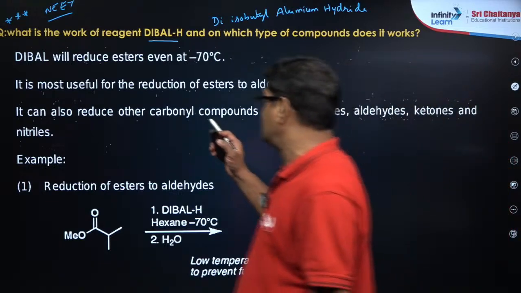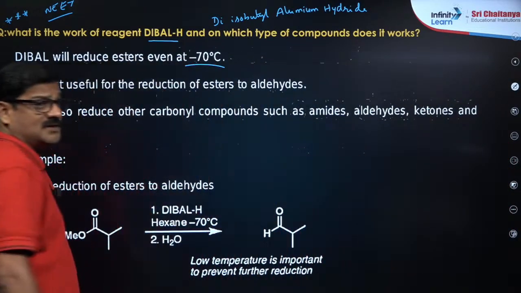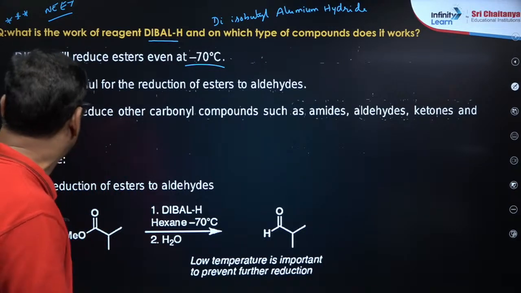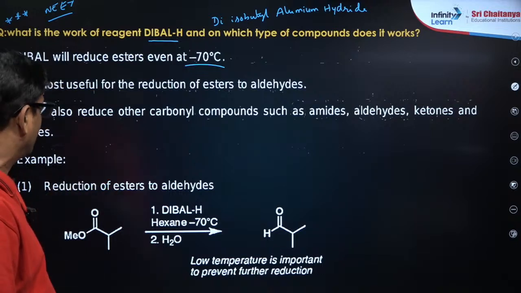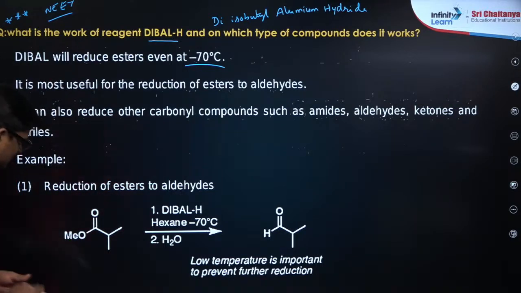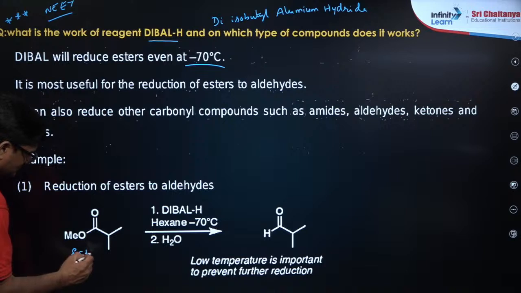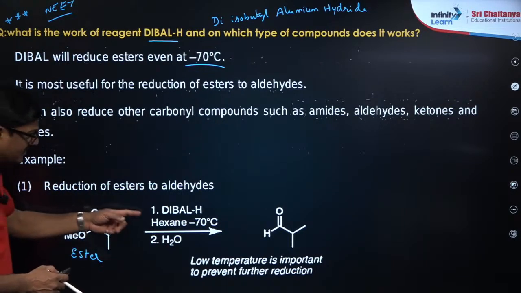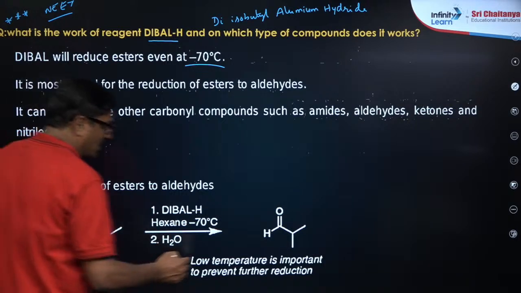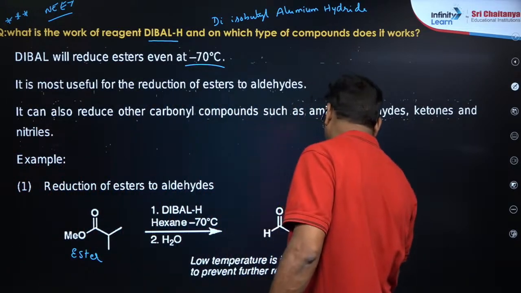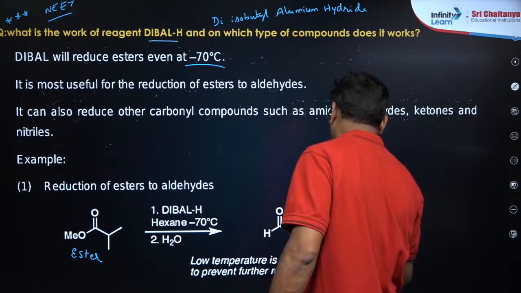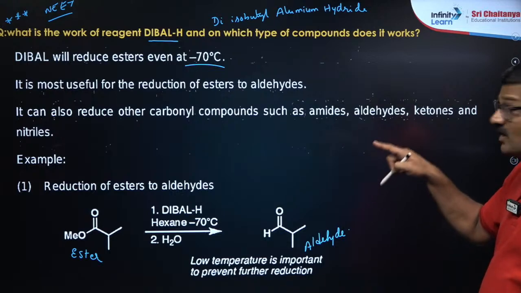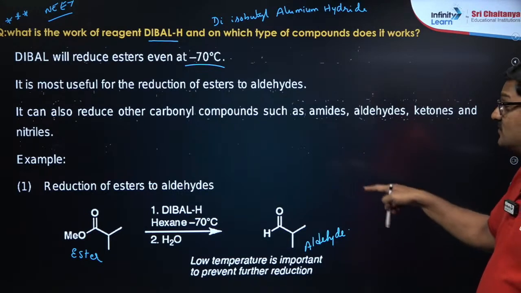So DIBAL reduces esters even at low temperature. It is a super reducing agent compared to lithium aluminum hydride, but it is a selective reducing agent. It is most useful for the reduction of esters to aldehydes. So this is your ester. Not only esters, it works for many things. When it is treated with DIBAL, you are going to get aldehydes. So in the preparation of aldehydes, you use this. You don't mistake it for the preparation of alcohols. It prepares aldehydes from esters.